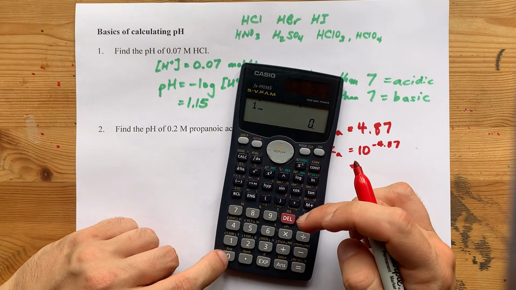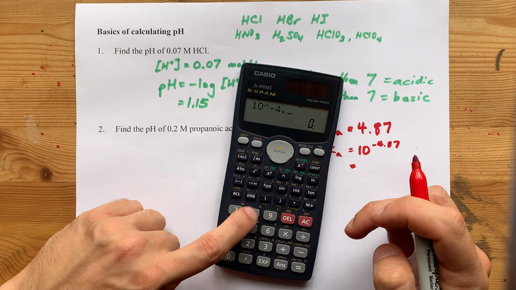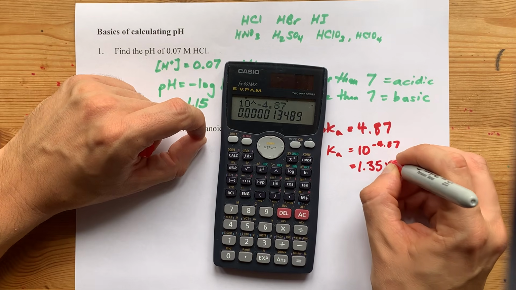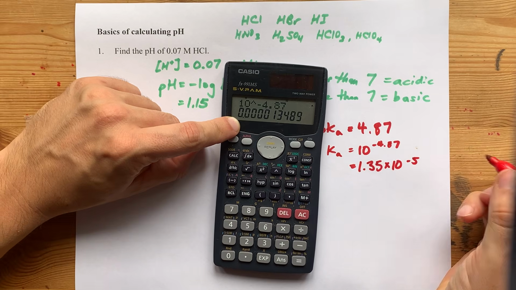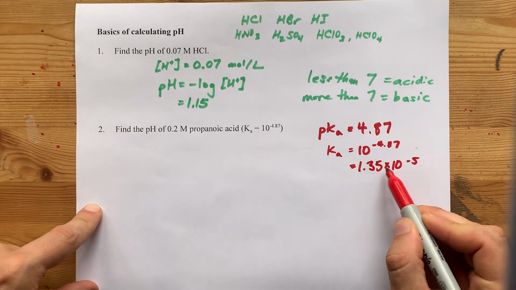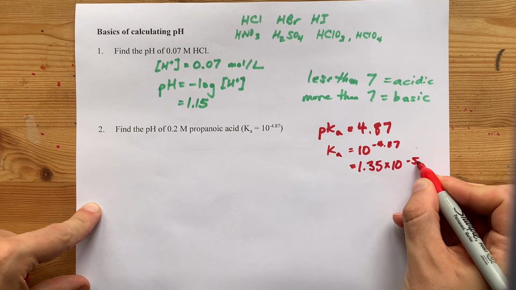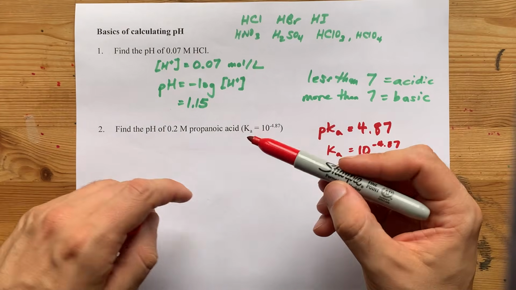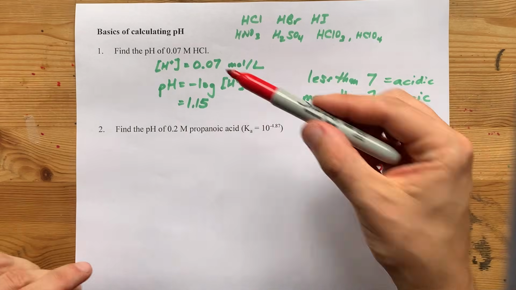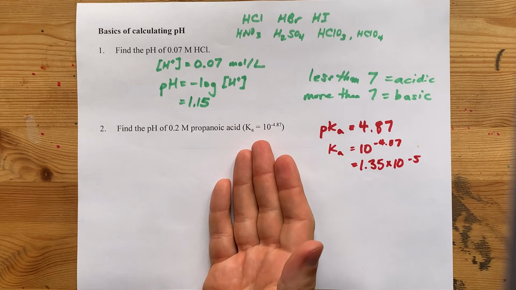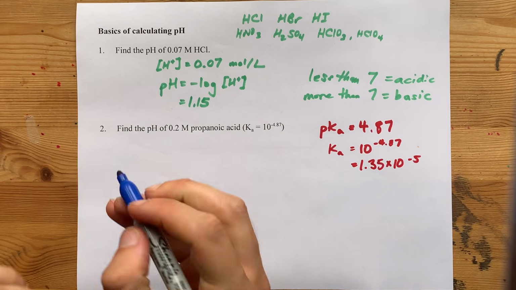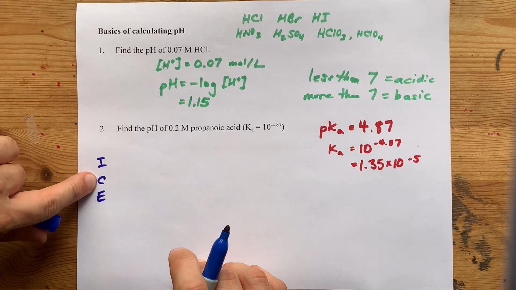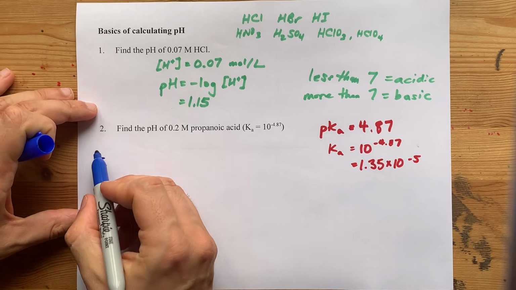Now, I'm going to do that on my calculator just so you have an idea what it looks like. 10 to the negative 4.87 is 1.35 times 10 to the negative 5. Cool. Now, this is an equilibrium constant, and you might guess by how small it is that this particular reaction favors the reactants. Only a little bit of the acid will break apart to give you H+. But exactly how much? Well, most teachers are going to ask you to use what's called an ICE table. That's your initial concentrations, your changes, and your equilibrium concentrations.